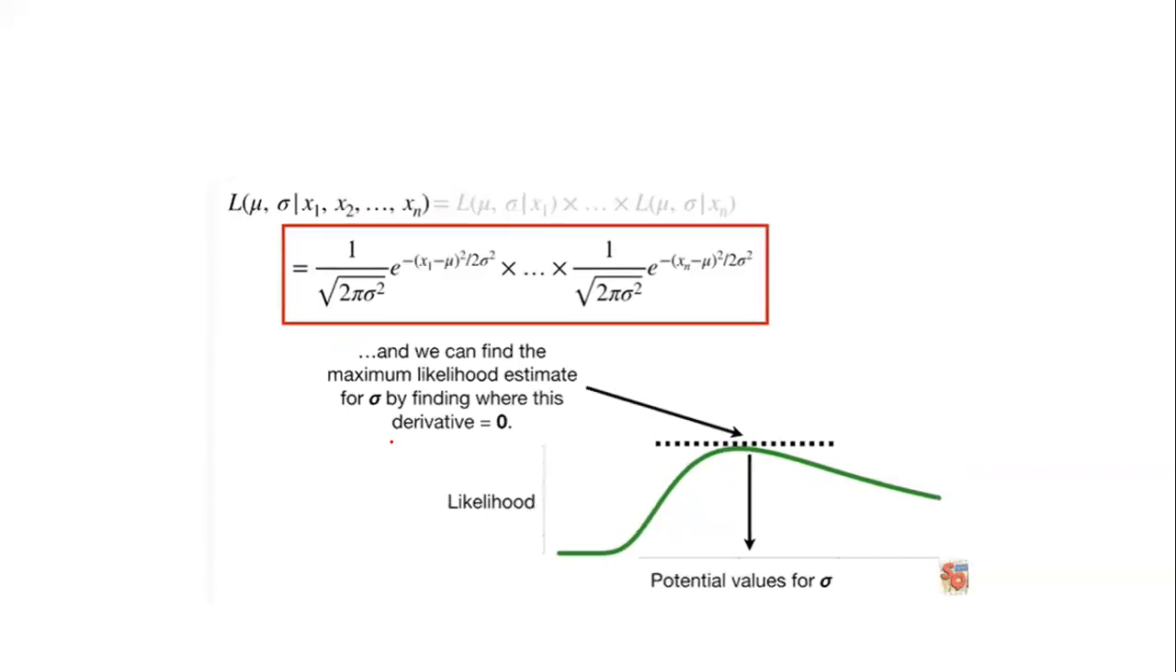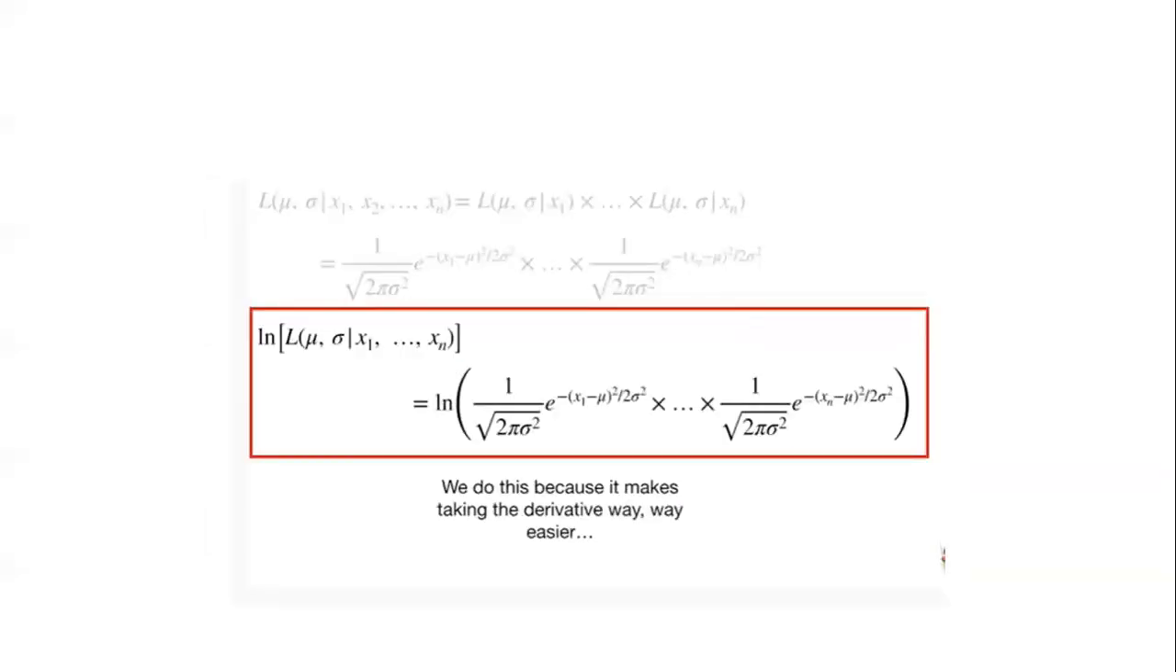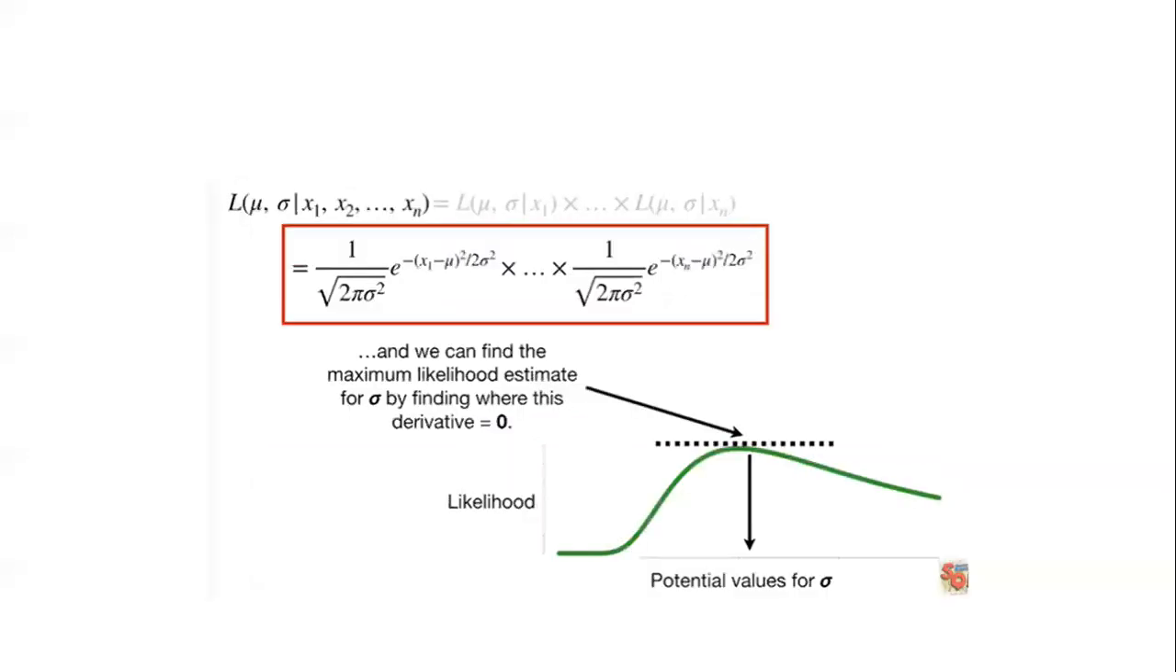Okay, so this is what we are going to do. We are going to take two derivatives. The first derivative will be with respect to mu, considering sigma as constant. The second derivative will be with respect to sigma, considering mu as constant, right? But before taking the derivative of this equation directly, rather, we are going to take the derivative of the log of this equation.